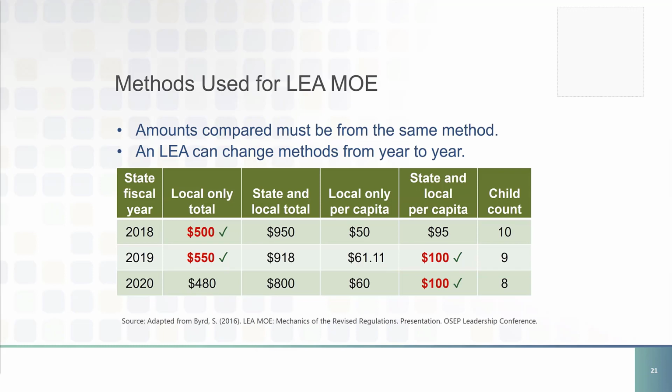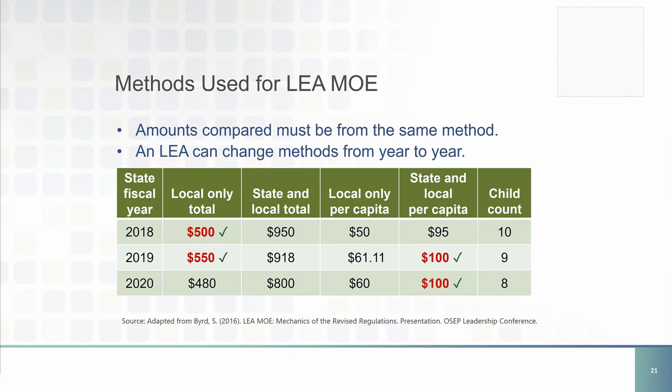Let's say that an LEA chooses to use the total amount of local funds for FY 2019. It also would compare the total amount of local funds to FY 2018, assuming that LEA MOE was met using that method in that year. But for FY 2020, the same LEA cannot use local only total because it expended less in total local funds in FY 2020 than it did in FY 2019. It also expended less in state and local total funds and local only per capita.